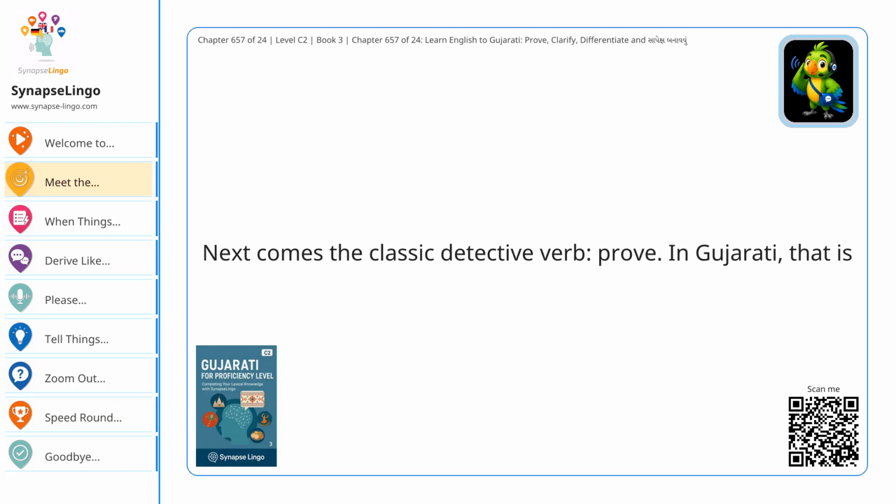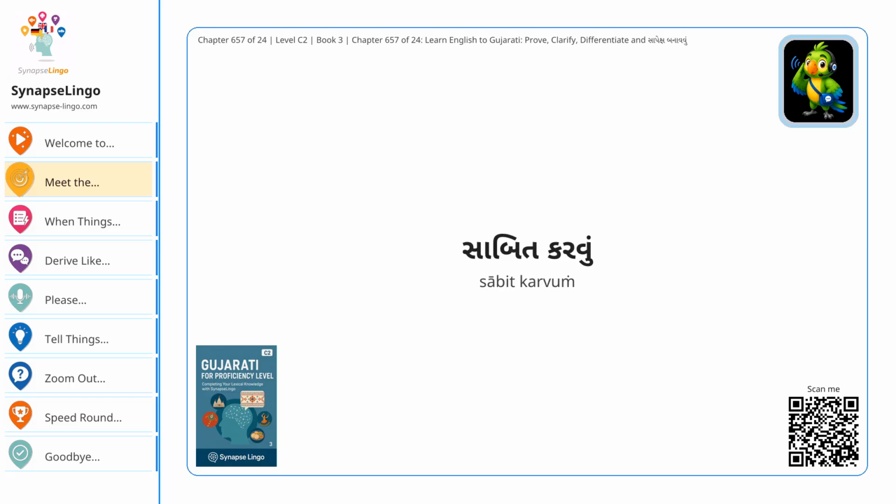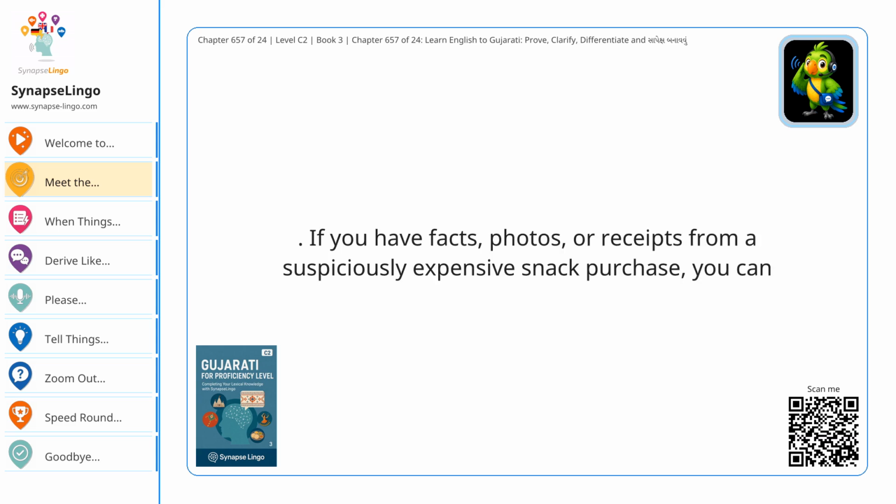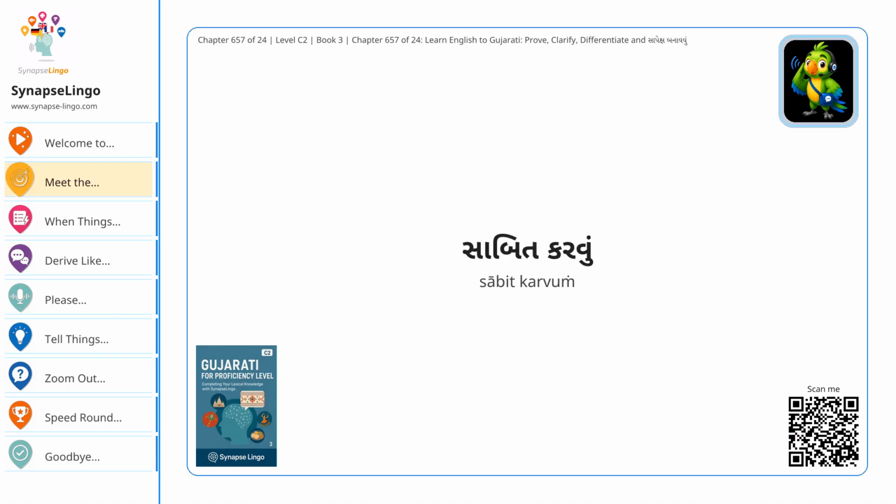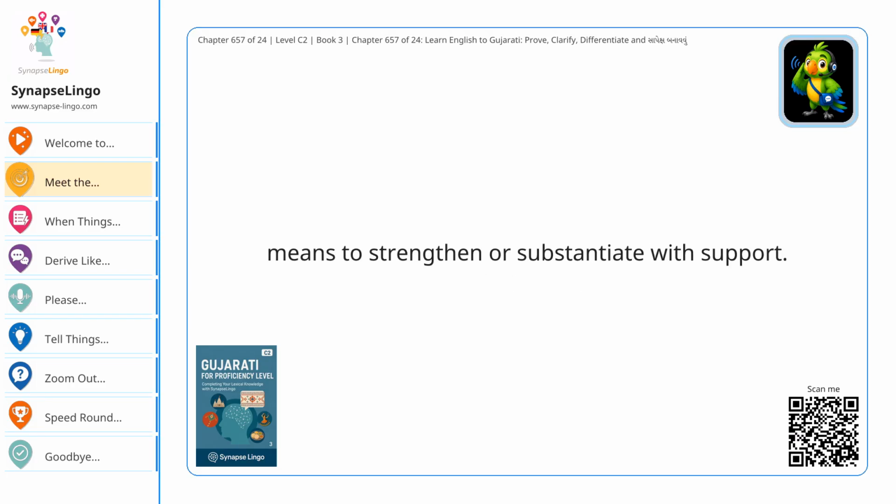Next comes the classic detective verb. Prove. In Gujarati, that is સાબિત કરવું. If you have facts, photos, or receipts from a suspiciously expensive snack purchase, you can સાબિત કરવું your point. Quick difference. સાબિત કરવું means to prove directly, while મજબૂત બનાવવું means to strengthen or substantiate with support.